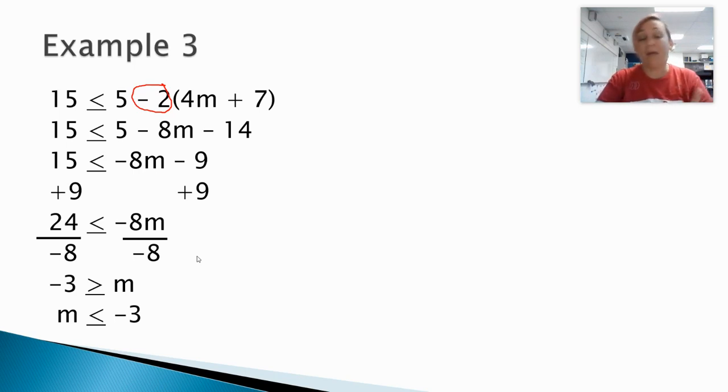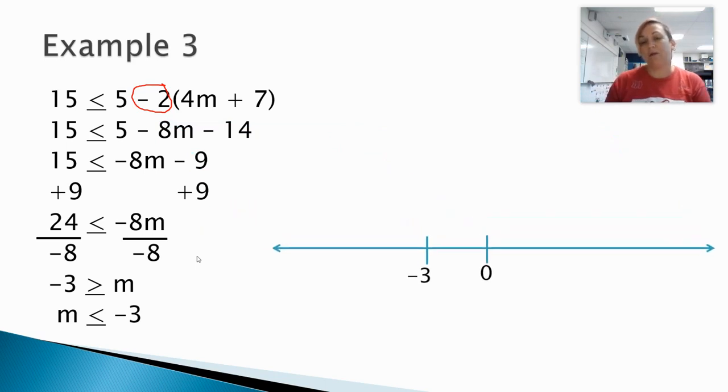At this point in time, I'm happy with my final answer. M is less than or equal to negative 3, and I'm ready to graph it. In this problem, negative 3 is going to go to the left of the 0 instead of the right because it's a negative number. So I have my 0 in the middle, and then I have negative 3 to the left of it. In this problem, it is allowed to equal negative 3, so I'll be putting a closed circle on the negative 3. And my inequality's arrow is pointing to the left, so I'm going to shade to the left, starting at the circle and going all the way to the end. This concludes today's notes.